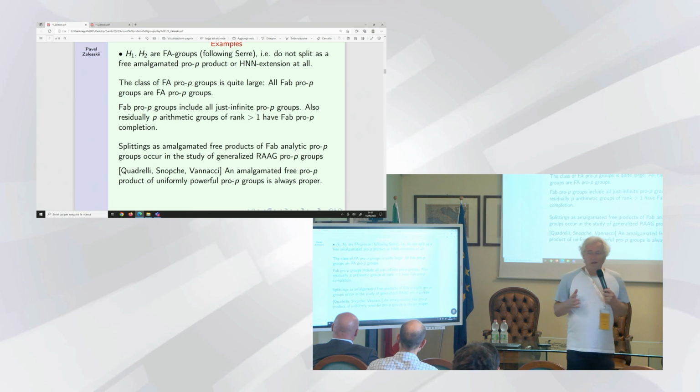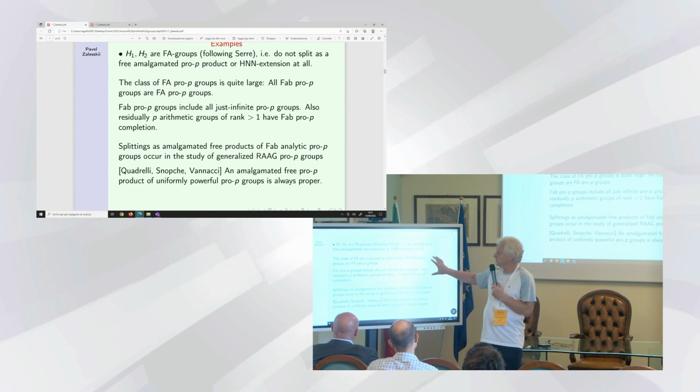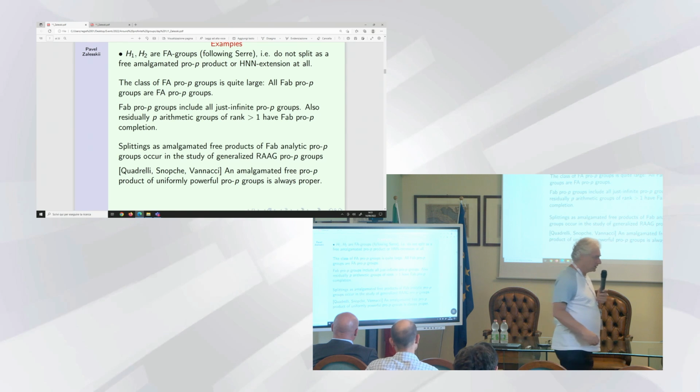All right, not as an amalgamated product, and therefore the theorems of the previous slide really apply to those situations where groups are FAB. And this property is important.